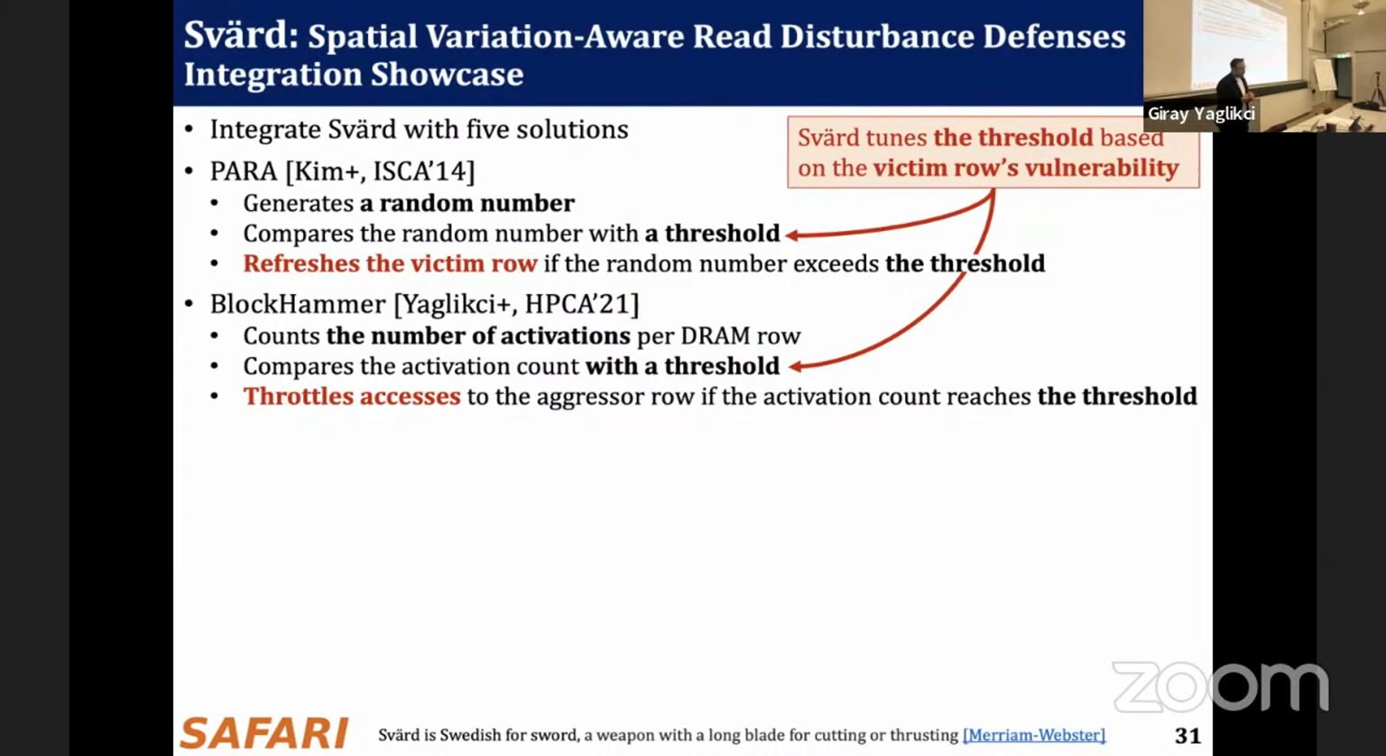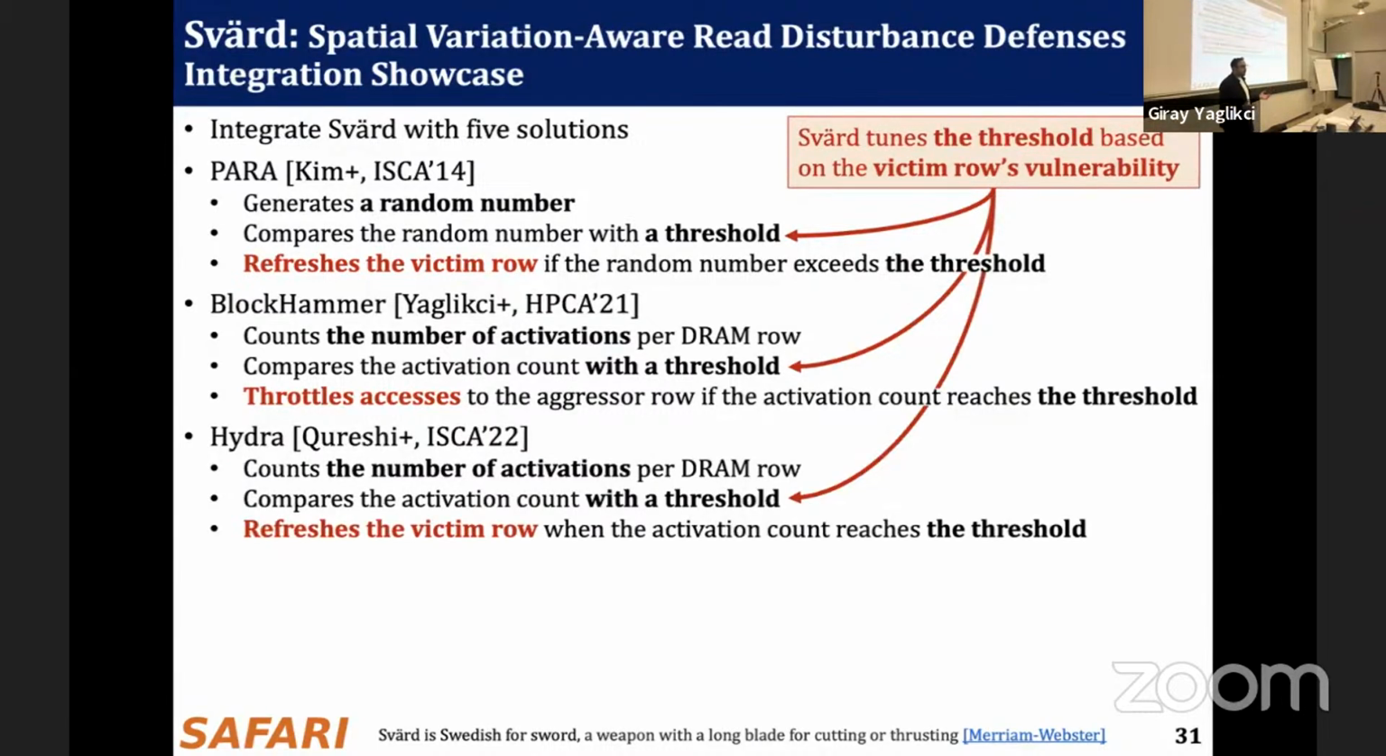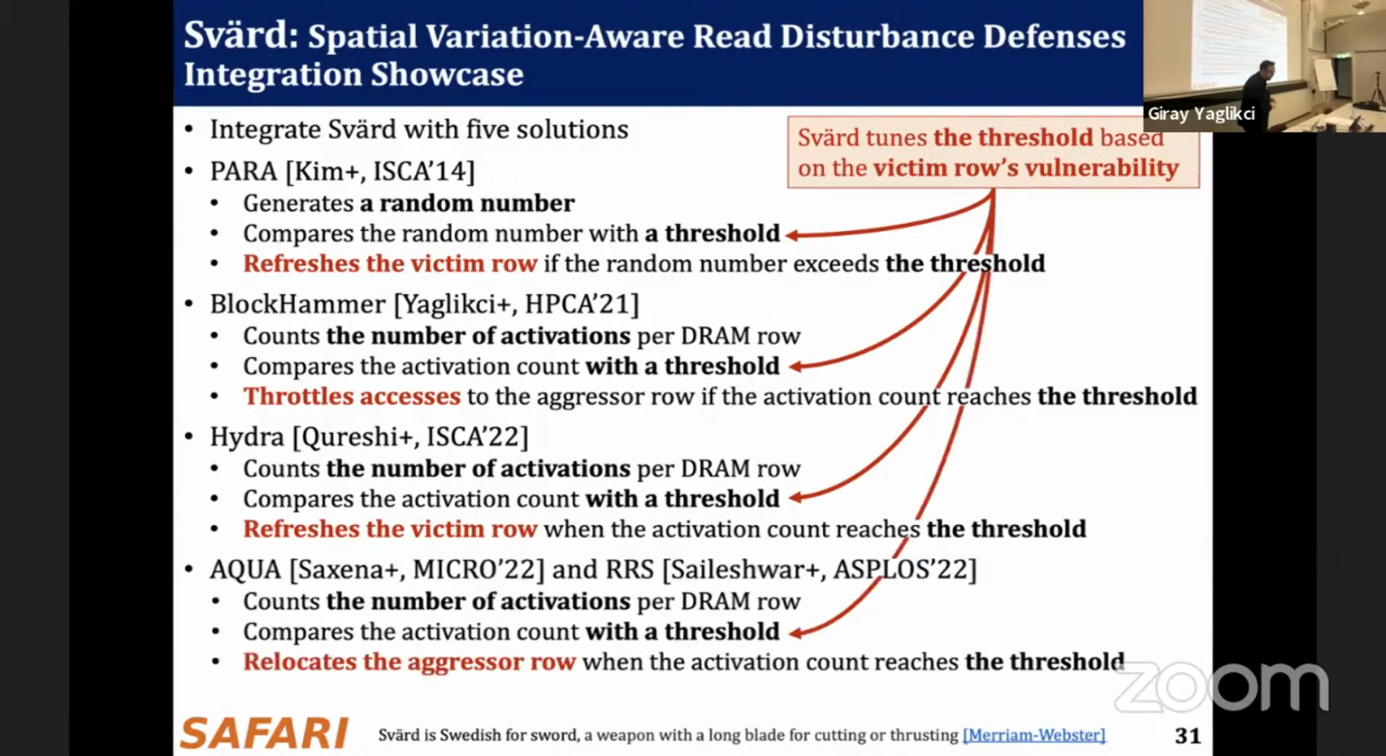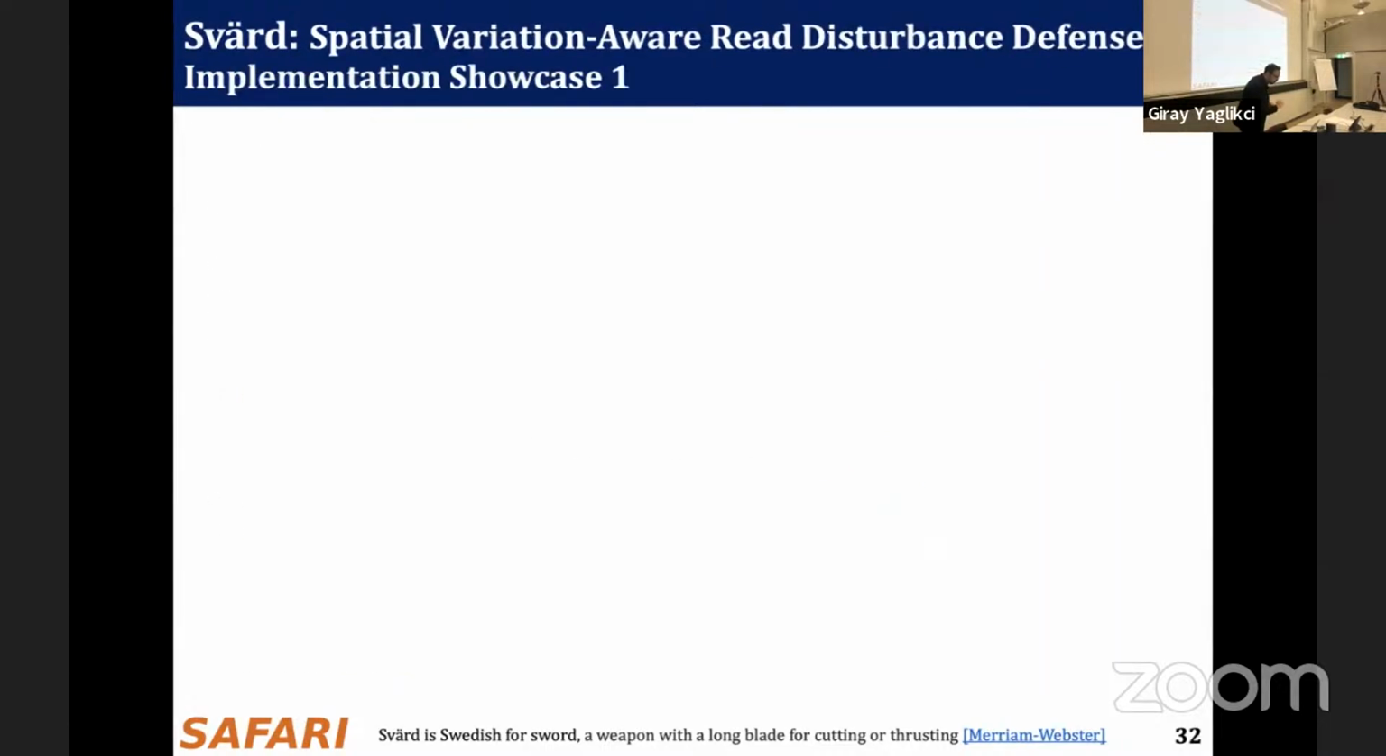For RowHammer, it's another paper that we might talk about in the future. We count the number of activations per DRAM row using some filters, and the activation counts are compared against the threshold. So we change the threshold so that we can change the aggressiveness of the mechanism. The same story for another mechanism called Hydra. Again, there is a threshold. So if there's a threshold in your mechanism's decision-making process, then we can change the threshold by using Svärd, and we can tune the aggressiveness of your mechanism.